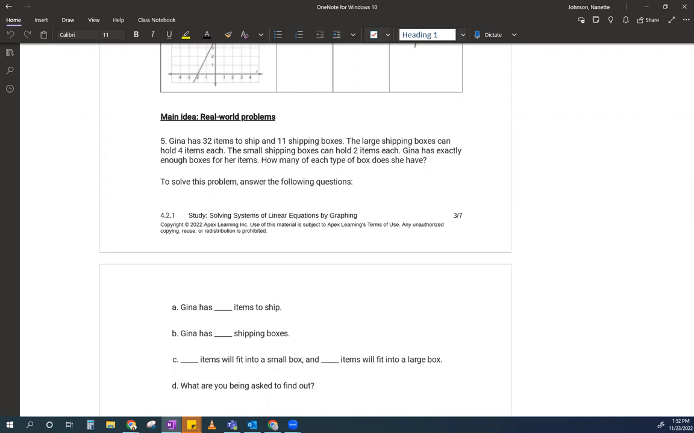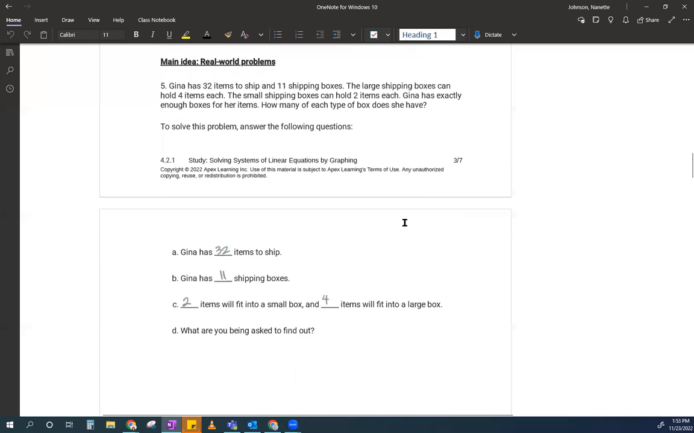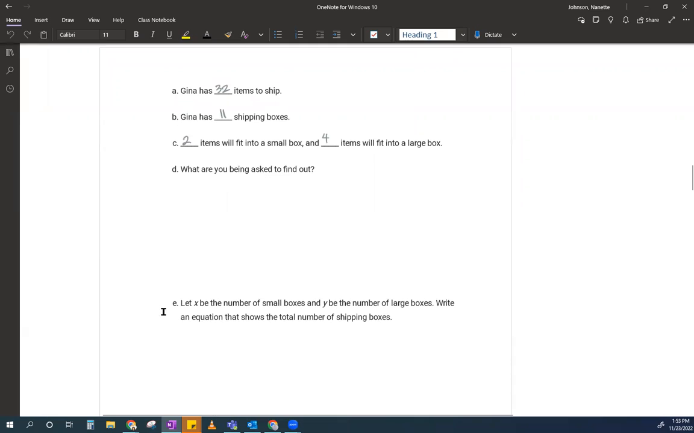How many boxes does she have? And you're like, oh, she has 11. And the large ones contain 4 and the small contain 2. So 2 items will fit in the small and 4 items will fit in the large. And what are you asked to find out? You're asked to find out how many of each type. So go ahead and write that. So let X be the number of small boxes and Y be the number of large boxes. Now you need to write an equation to show the number of total boxes. So here, you need to organize your information. And whenever I'm organizing information, I tend to use a table.